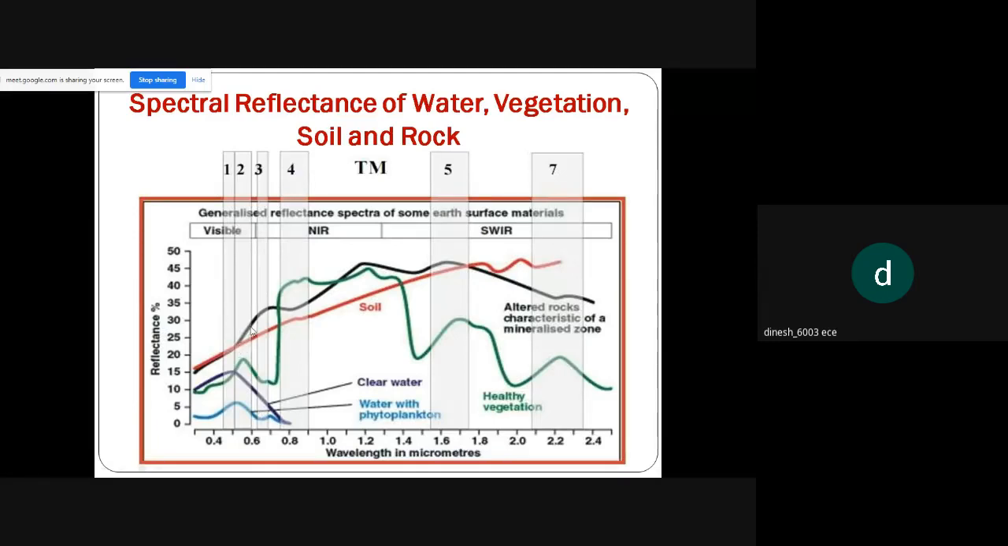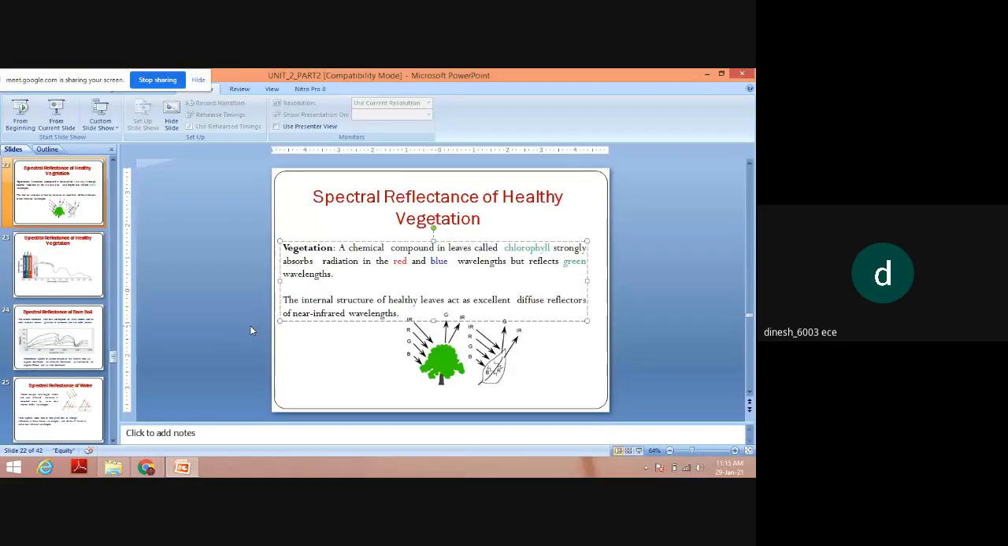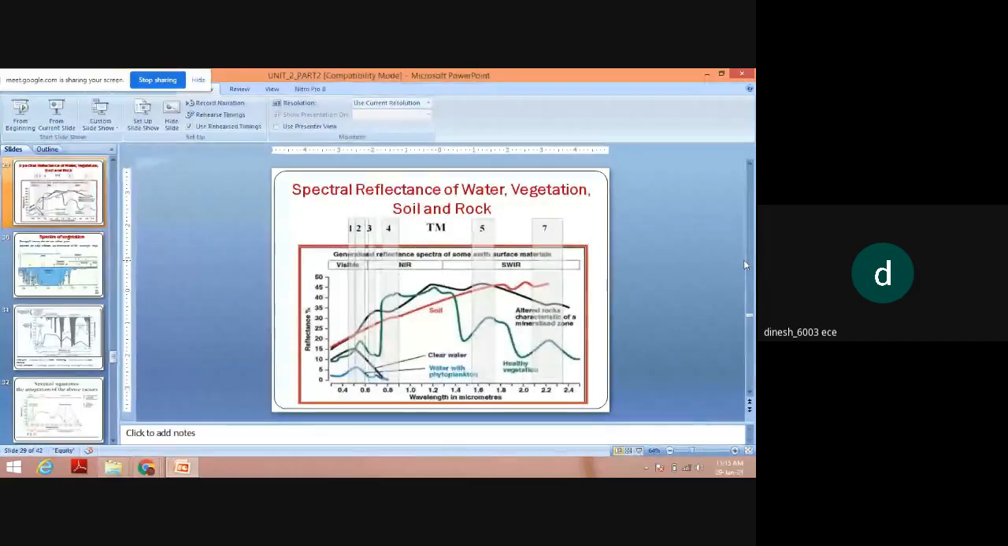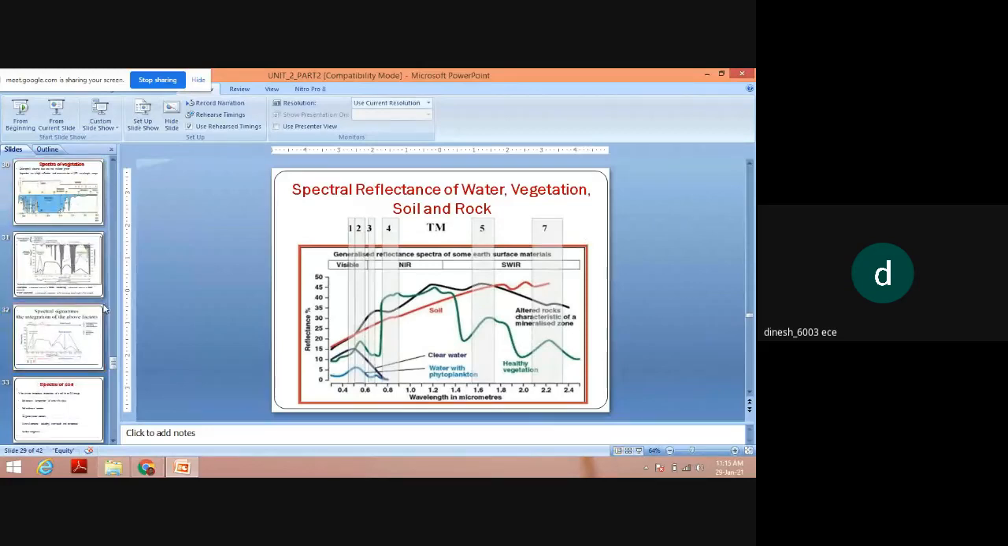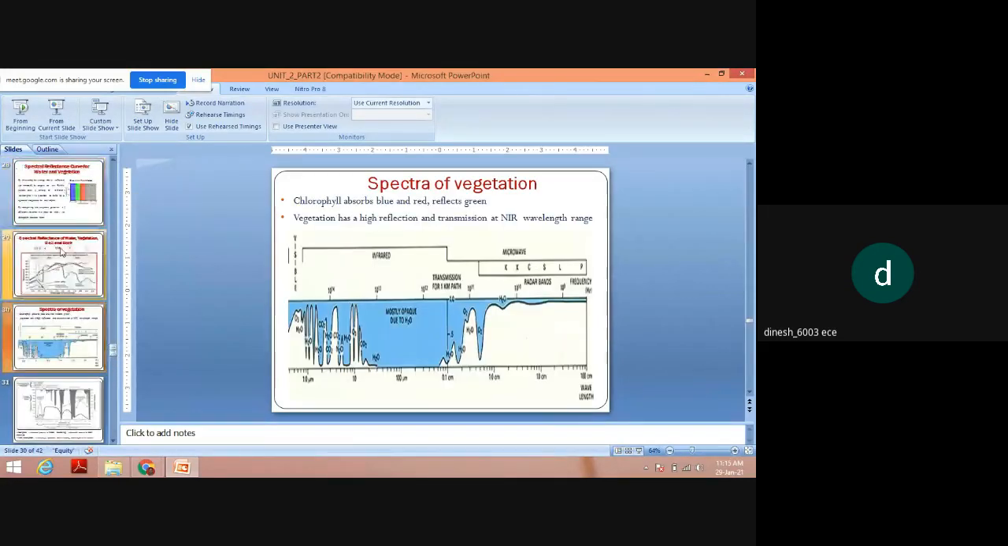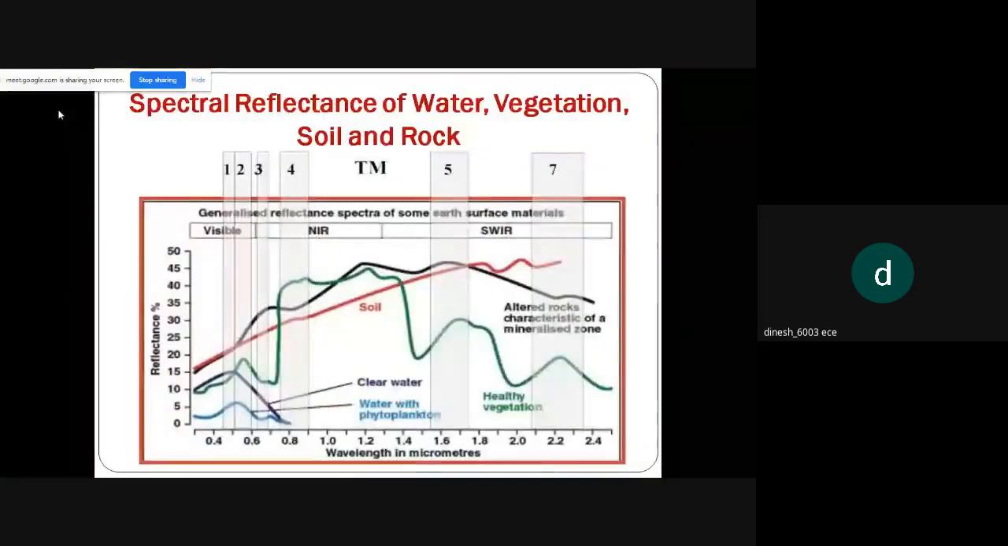Now let us see the spectral reflectance of water, vegetation, soil as well as rock. You can see bands 1, 2, 3, 4, 5 and 7 being separated, where visible light, near infrared and shortwave infrared are the different spectra being used. The wavelengths vary from 0.4 to 2.4 micrometers.